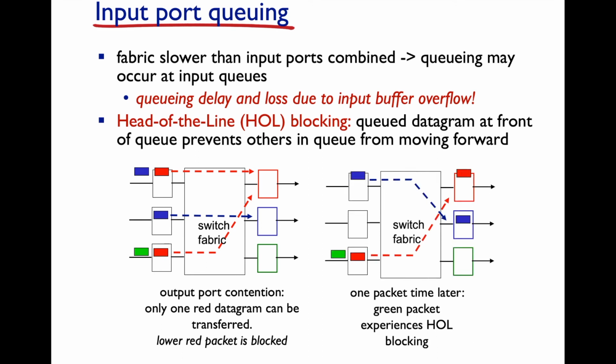Okay, so one time step later, let's say this head of line red datagram now gets transmitted and queued at the red output port. So now this other red one is free to get transmitted across the switching fabric to the red output port, and then this green one can make its way across.